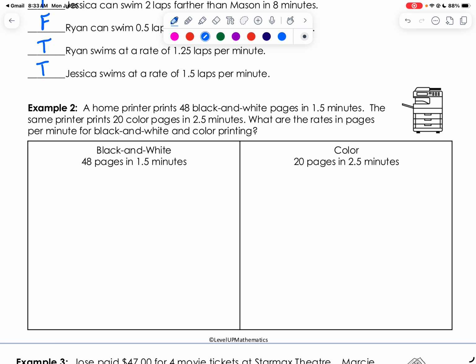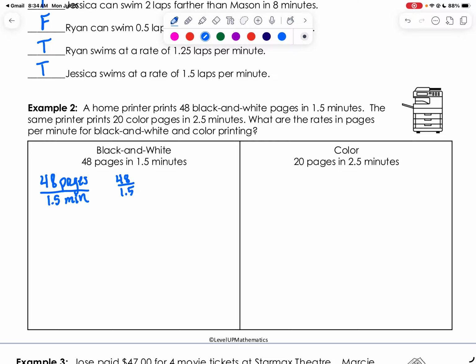So let's start with the black and white. We know that the given rate is 48 pages in 1.5 minutes. So let's write that down, 48 pages. So our units are pages and minutes. To get the unit rate, we just need to divide. So we're going to divide 48 divided by 1.5.